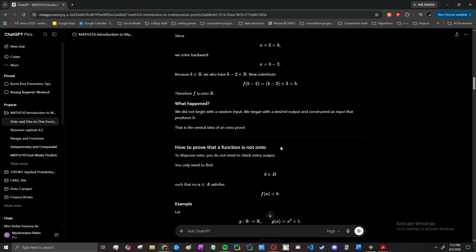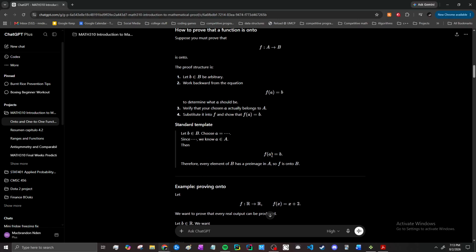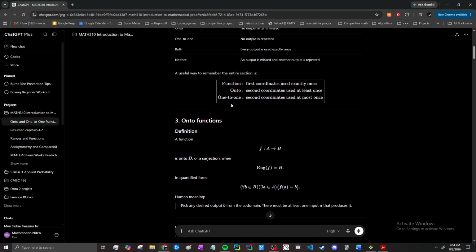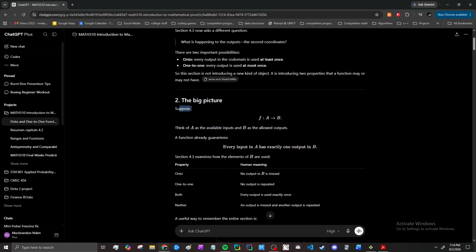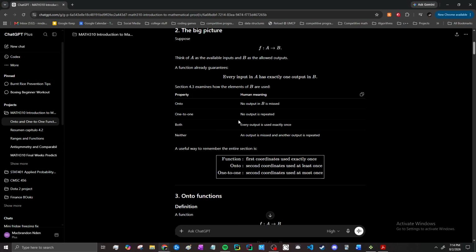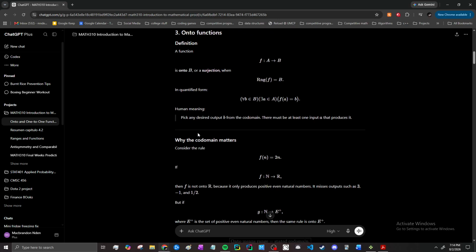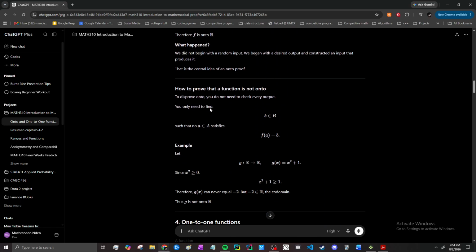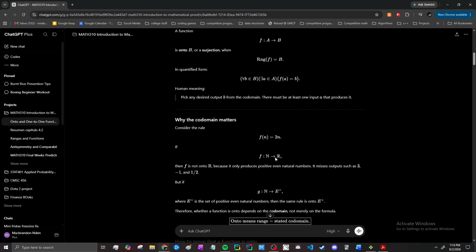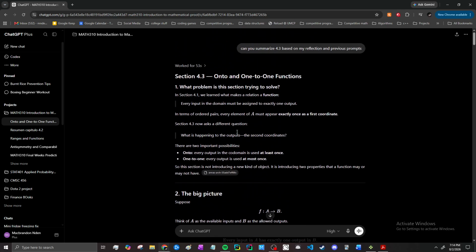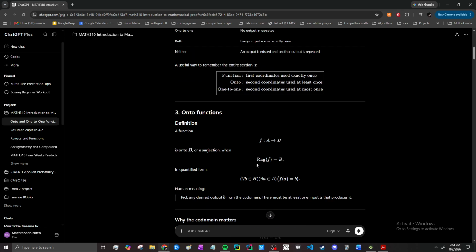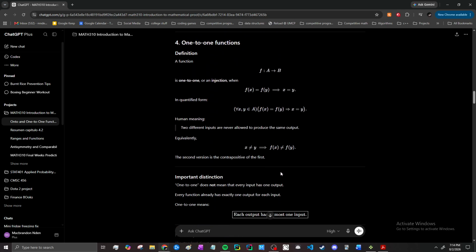So, one to one. Let me give a preface. We defined onto functions, for the most part, the big picture. Now we're talking about one-to-one functions. I'm guessing the next one will be... that's actually it. So, one-to-one functions.